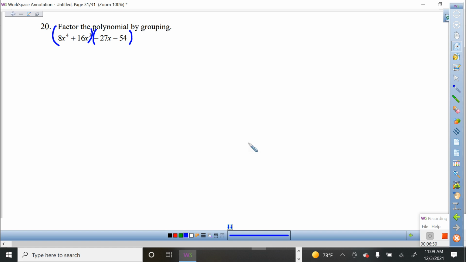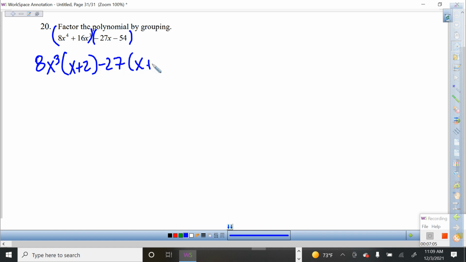Alright, you should be just about done. Here goes the work. The GCF for the first two was 8x to the third. We're left with x plus 2. The GCF for the second, negative 27. We're left with x plus 2. That means what's the same here and here? x plus 2. And what does that leave us with? It leaves us with 8x cubed minus 27.